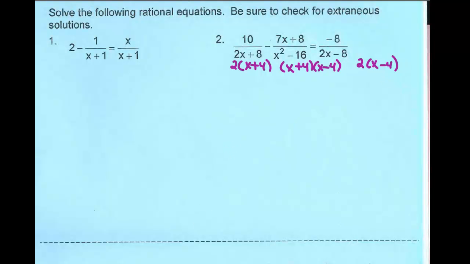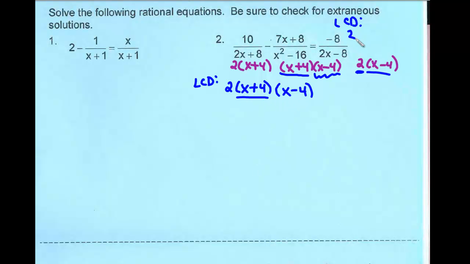Need to get the least common denominator. So we start with the first term and write that down. 2 and x plus 4. Now let's go to the second denominator. I already have an x plus 4 represented here, so I do not write it again. However, x minus 4 is not already represented, so let's write that down. Now for the third term, I already have 2 represented and already have x minus 4. So the LCD is 2 times x plus 4 times x minus 4.